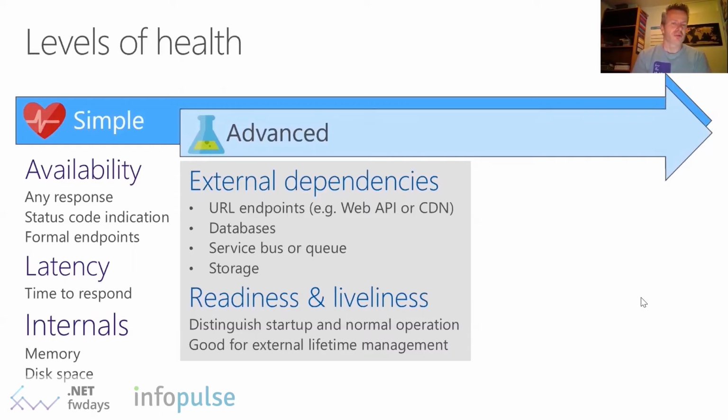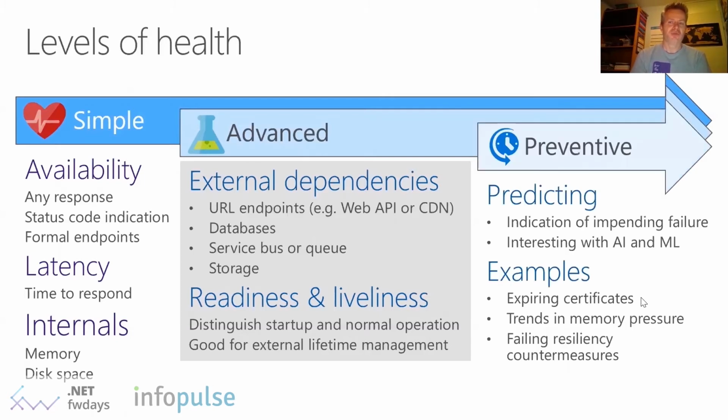We'll also talk a bit about readiness and liveliness. And those are pretty useful if you start doing container technology and start cooperating together with container orchestrators. And then finally, even beyond the advanced scenarios, you might start predicting what is going to happen based on some internals inside of your application. So if some trends in memory usage go up, you might start predicting that you might be unhealthy in the future.